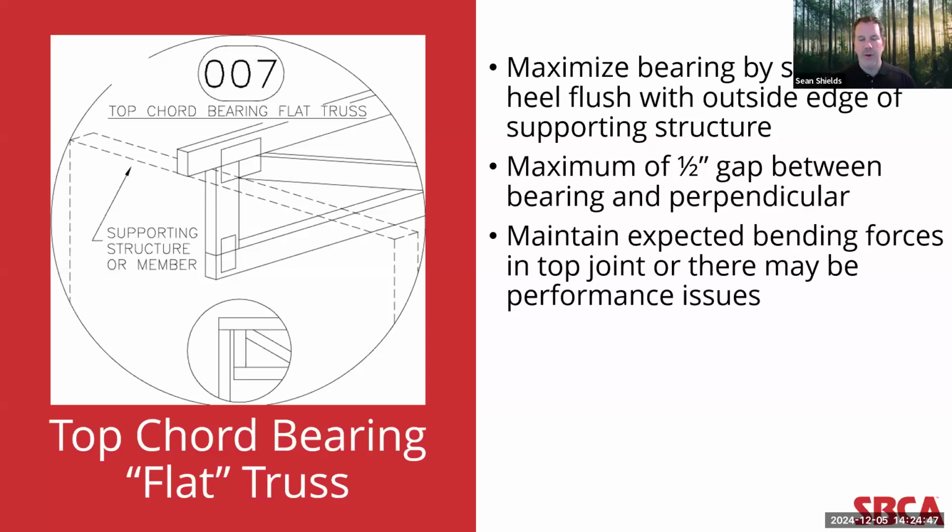Our technical director, Greg Greenlee, recently inspected a number of buildings where the gap between the supporting wall and the first perpendicular web of the truss was over 3 inches due to walls moving out of plane. And this was creating serious performance issues, including significant deflection in the roof diaphragm. So again, you really want to keep that maximum gap at 1/2 inch.